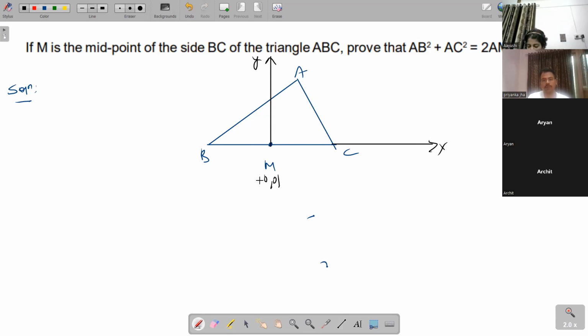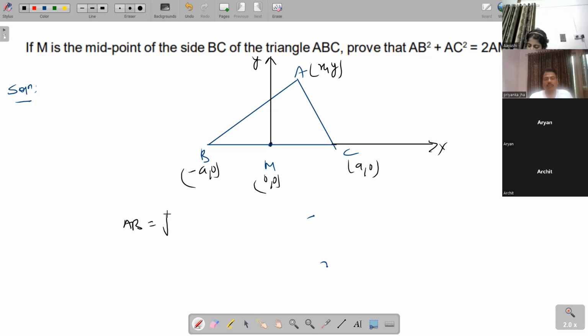So this is your origin, 0, 0, and this is the midpoint. Suppose this is a comma 0, where a is any variable. So this will be minus a comma 0, because this is the midpoint, right? And for A, I have no idea, so we can take any general coordinate x comma y. Now we have to prove this, so we can apply the distance formula. Just find all the distances.